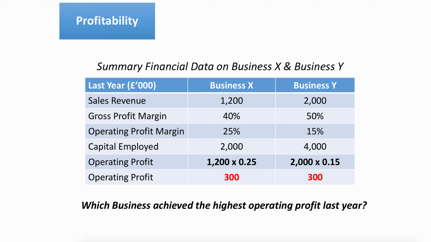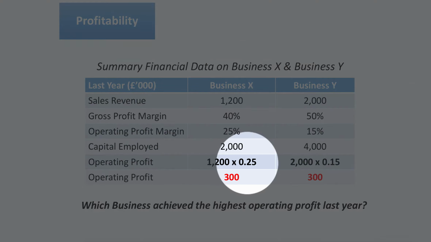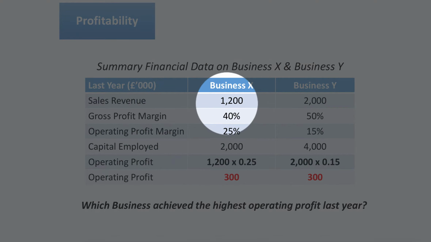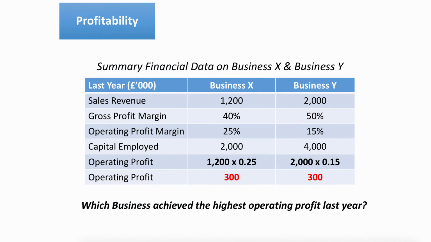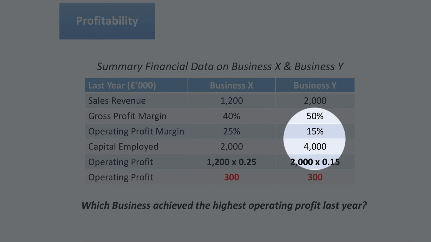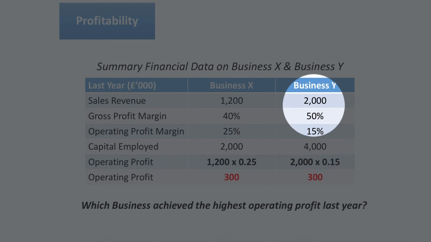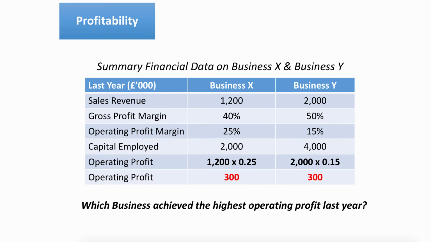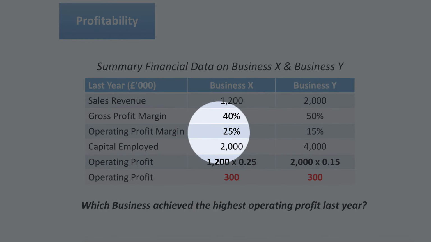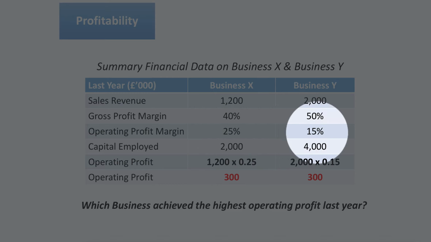You apply the operating profit margin, in the case of business X there, 25%. You times the 25% by the revenues of 1.2 million, and that gives you the operating profit of 300,000. Do the same thing for business Y. Multiply the operating profit margin of 15% by the revenues of 2 million, and they too therefore achieved an operating profit of 300,000. So they have an example of two businesses with the same level of profit, 300,000, but business X has a much higher operating profit margin, 25%, much higher than 15%.